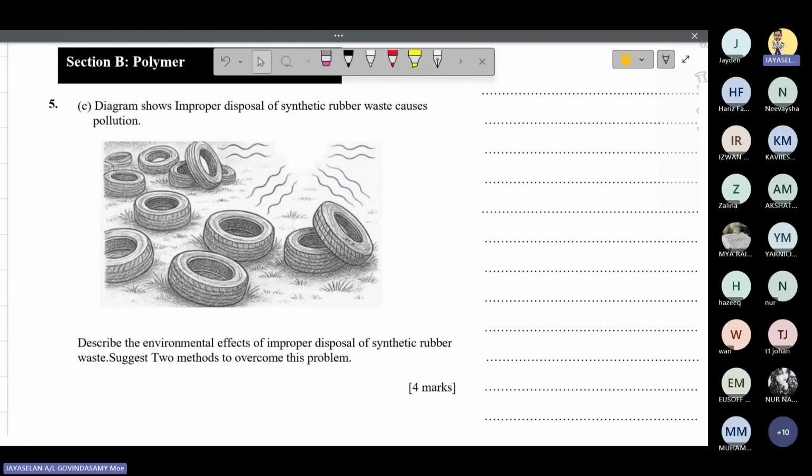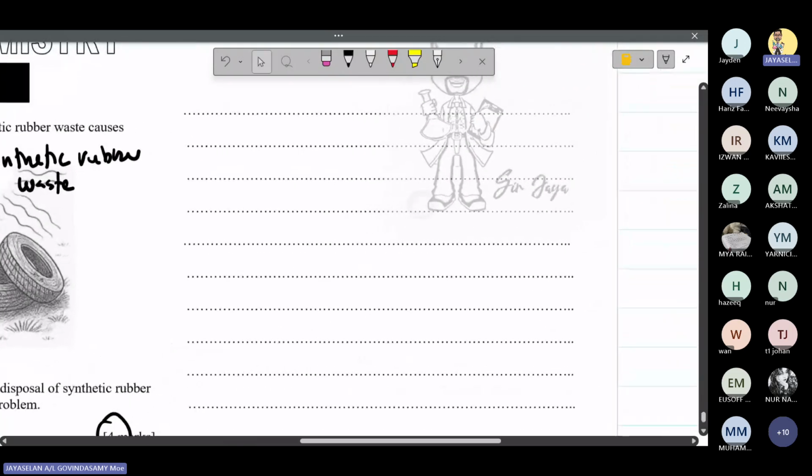Now I go for synthetic rubber waste. Dalam buku tak ada, so sekarang ada. Dia punya point sama sahaja. Any question? So they ask 4 marks. Question. Describe the environmental effects of improper disposal of synthetic rubber waste. Suggest 2 methods to overcome this problem. Dua reason and you can write 2 methods. Okay, any question? So this is very easy. So we do together.